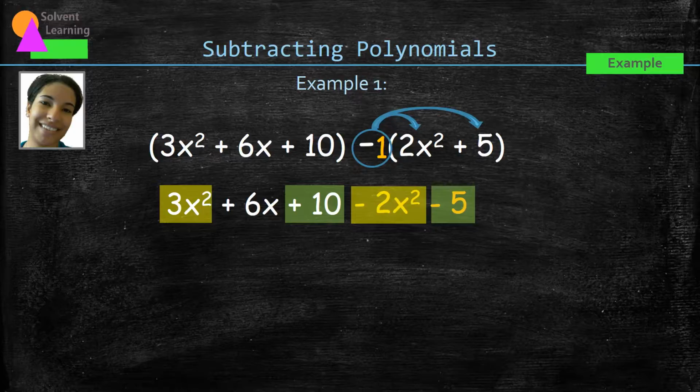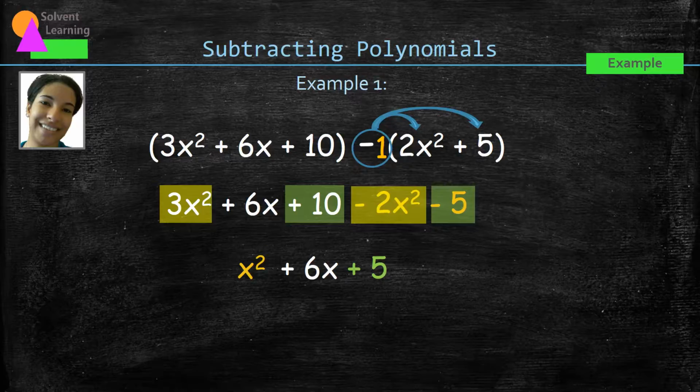Okay, and then we have the 6x over there. By itself, there's no other x term to combine it with, so it will stay as it is. So our final result is x squared plus 6x plus 5.